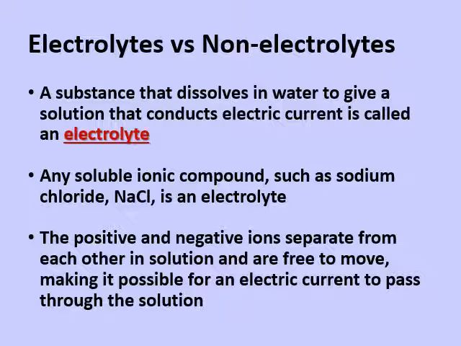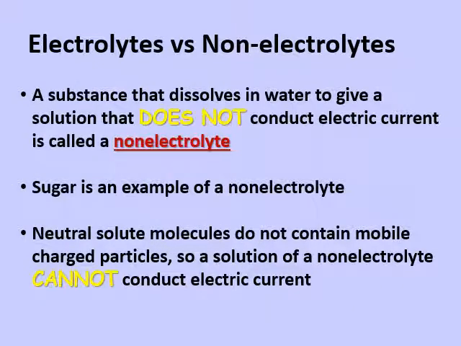The positive and negative ions separate from each other and are free to move. That free movement makes it possible for the electric current to pass through the solution. A substance that dissolves in water but does not conduct electricity is called a non-electrolyte, just the opposite of an electrolyte. Sugar is a good example of a non-electrolyte. Sugar is a pretty neutral molecule. It's composed of lots of hydrogens and lots of carbons.